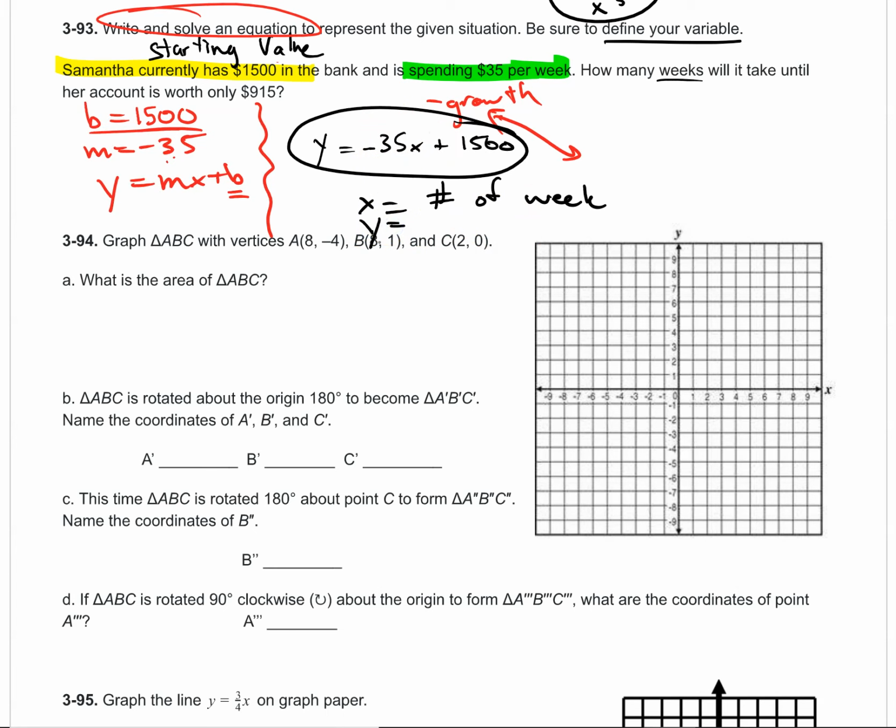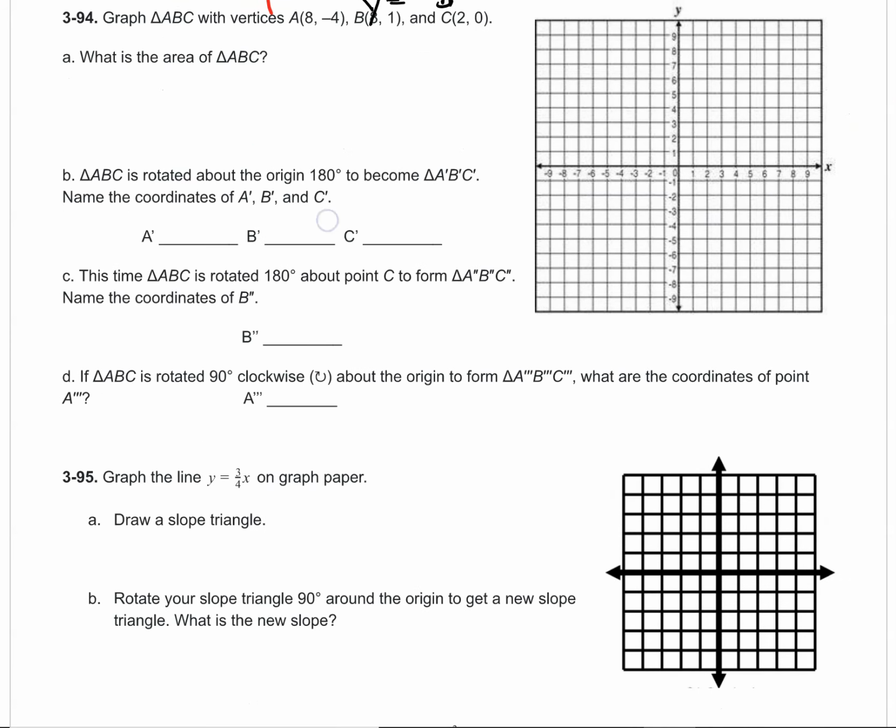So that means the other variable, the independent variable, is y. Y is money. So how many weeks will it take until her account is only worth 915? In other words, when y is 915, what is x? There's the equation. Plug it in. Solve for x. 94. Graph ABC with vertices A, 8, negative 4.